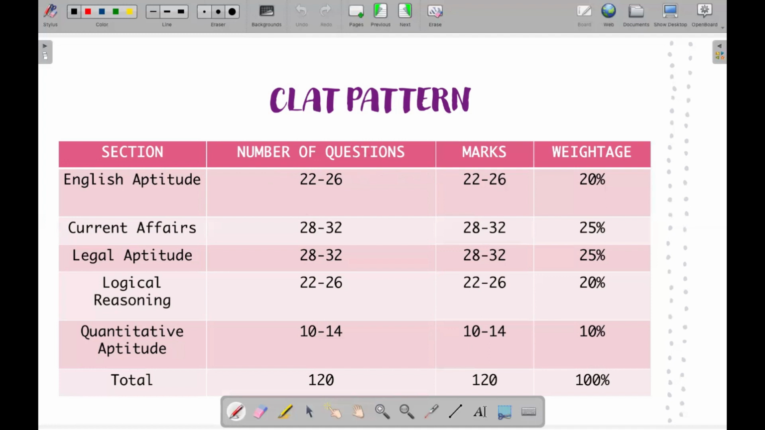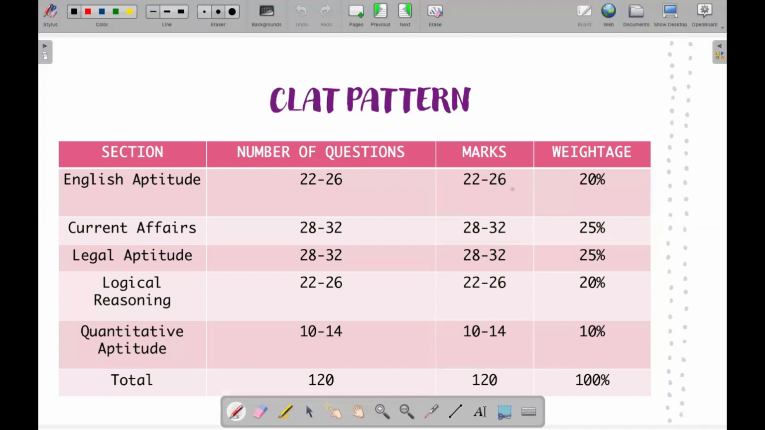Now in this new pattern of CLAT, the subjects remain the same. The first one is English aptitude, which has around 22 to 26 questions. Each question is 1 mark. The weightage in the overall pattern is 20%.